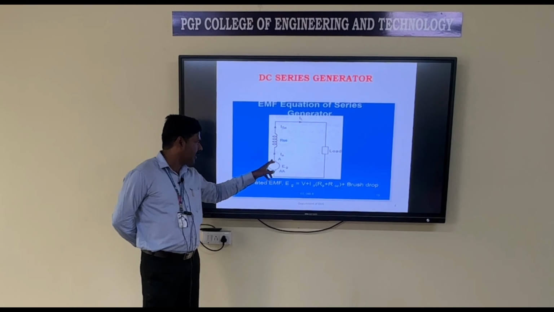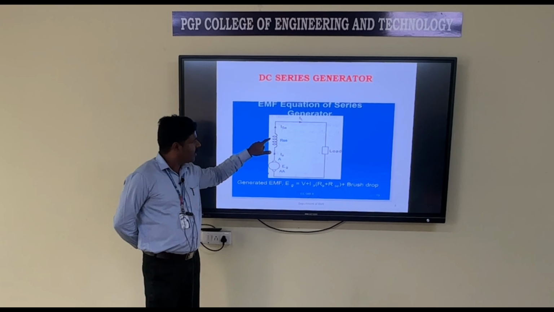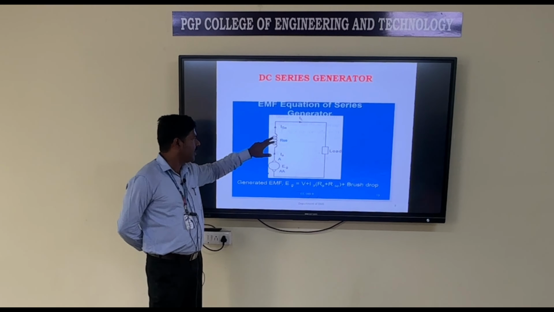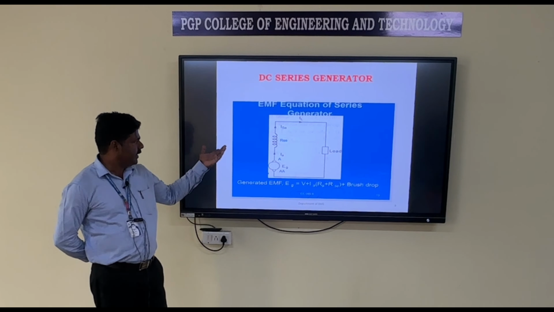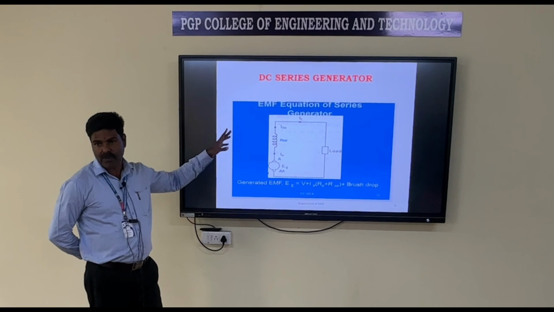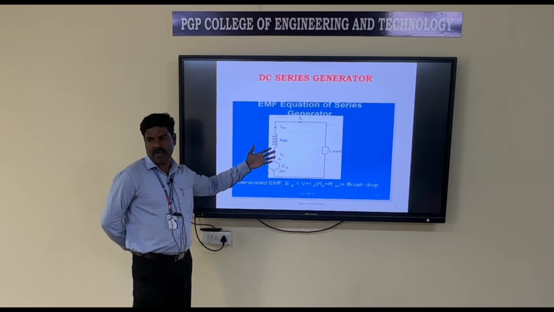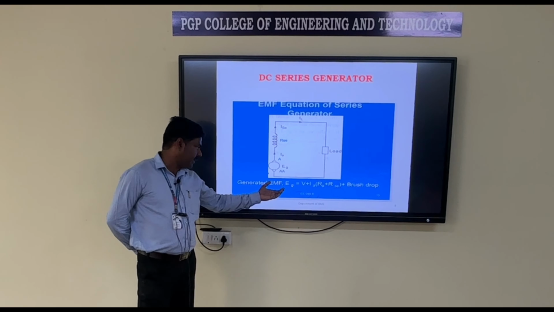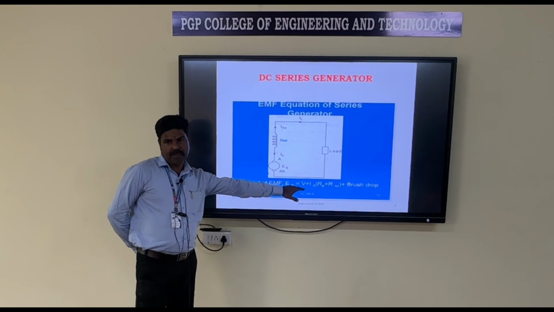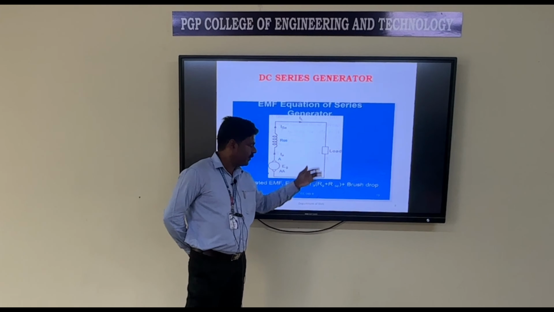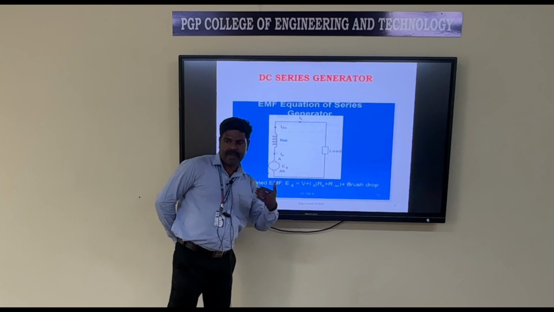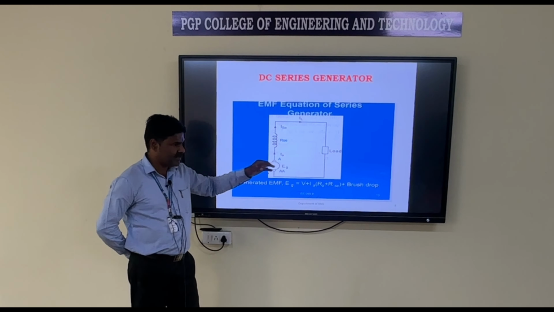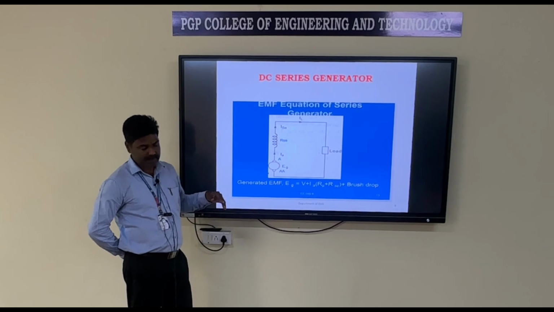Therefore, the armature current IA, the current flowing through the field winding ISC, and the current flowing through the load, the three currents are equal. Here IA equal to ISC equal to IL. By applying Kirchhoff's voltage law, we can get the generated EMF equation: EG equal to V, the voltage across the load, plus IA into RA plus RSC. This drop can be neglected, that is the voltage drop across the brush is very small, that can be neglected.